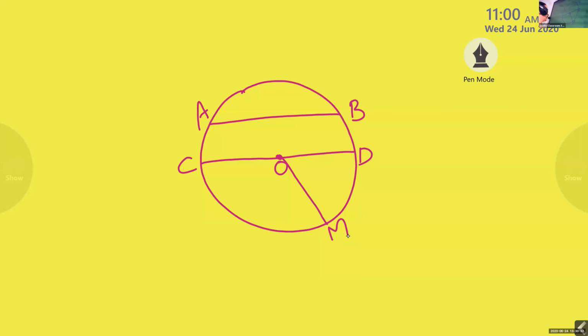So I have drawn A, B, C, D, and we can see O and M. Now, Zahra, can you say the chords from the picture? Look at the picture. A and B. A is a point, B is also a point.